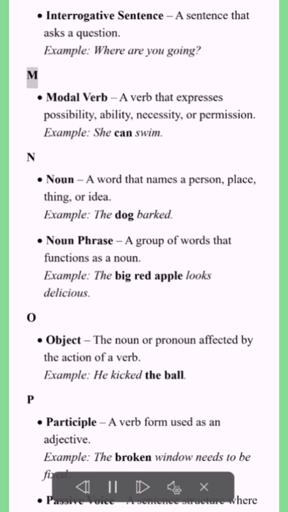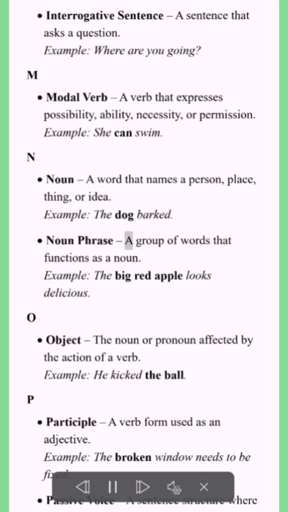M. Modal verb, a verb that expresses possibility, ability, necessity, or permission. Example: she can swim. N. Noun, a word that names a person, place, thing, or idea. Example: the dog barked.